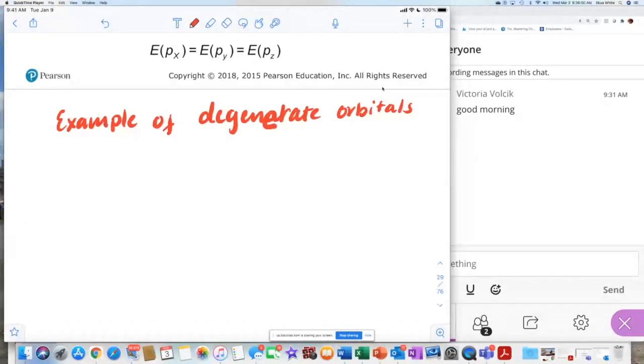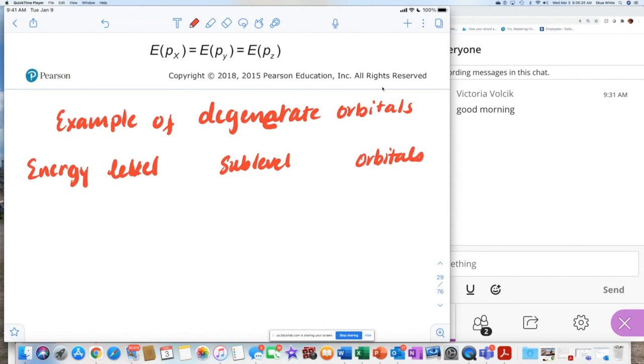I'm going to write here the energy level, and then here the sublevel and therefore the orbital. Let me write this a little bit to the left. I'm trying to make this up as I go, trying to figure out how I want it to look. Energy level. Oh, my spelling this morning. Sublevel. And then the orbitals.